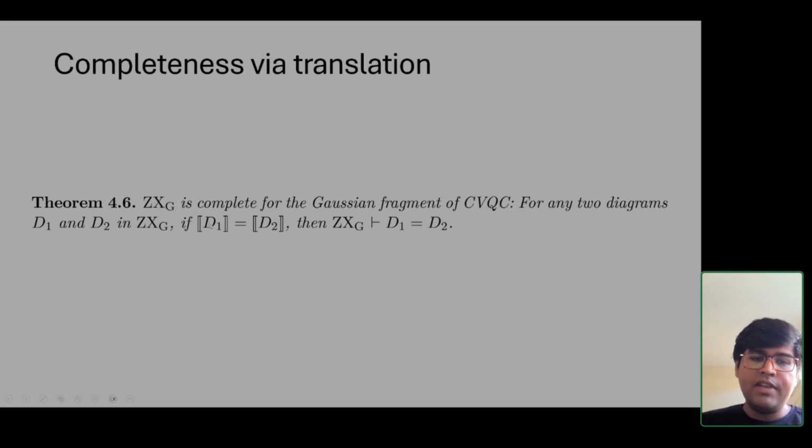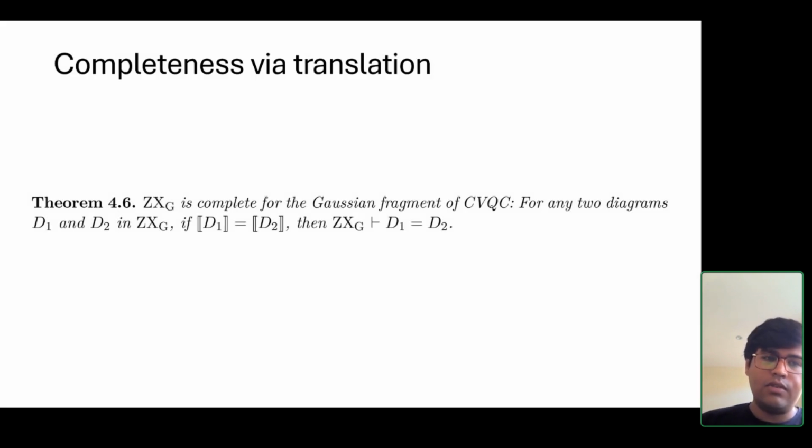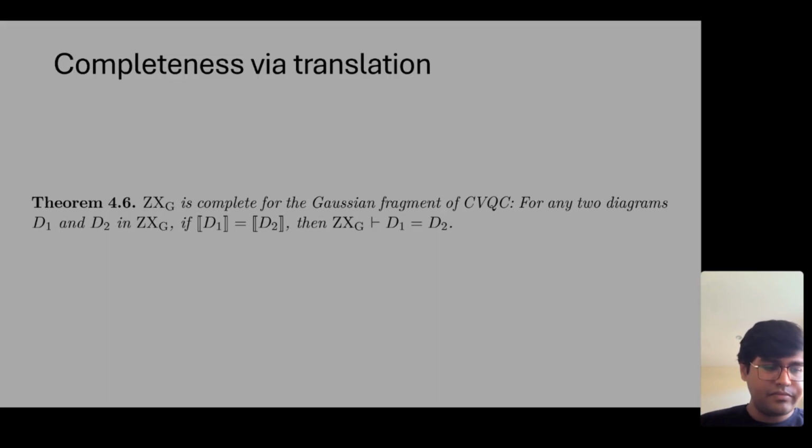It says that if there are any two diagrams that are Gaussian and they correspond to the same linear map, then there is a proof in our calculus using the rules that I presented before that allows you to go from one diagram to the other.